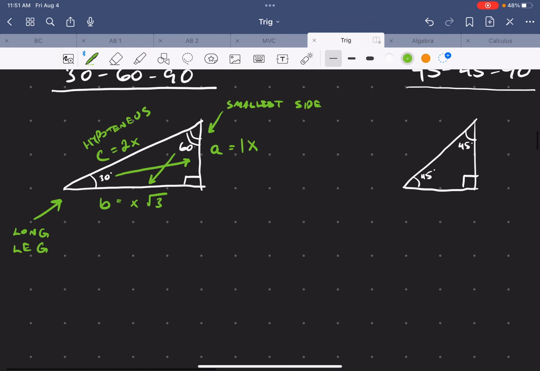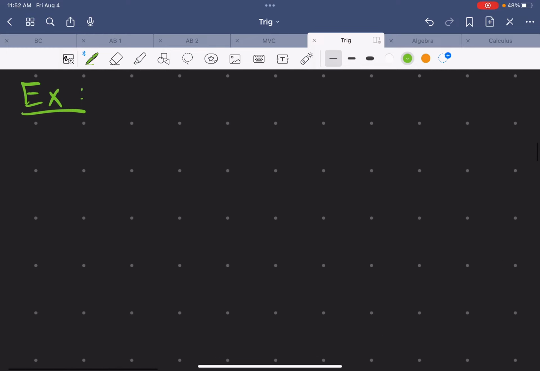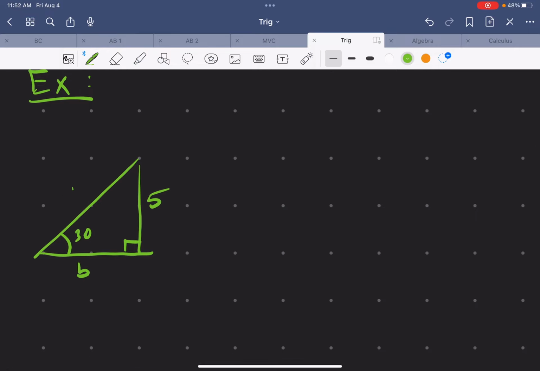So let's look at an example of how we can use this. Let's say that I have a right triangle. I'm not drawing this to scale. So I'm going to put 30 degrees here. And let's say that I have a 5 sitting over here on the right. And I want to figure out what is B and what is C. Well, I know that my 30-degree angle is on the left, so if I go opposite that, that gives me the 5. So this is my small leg, my small side on the right. So I'm going to let that equal x.